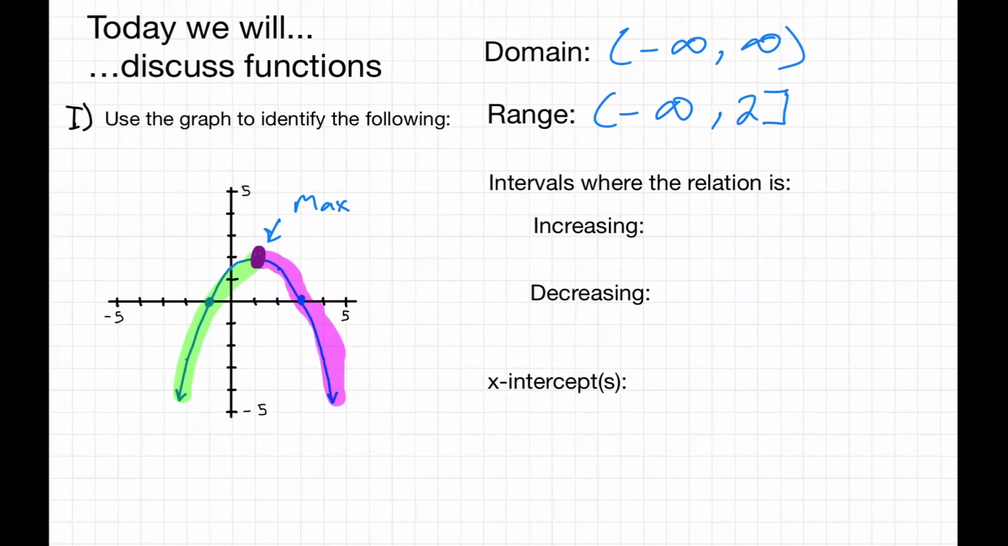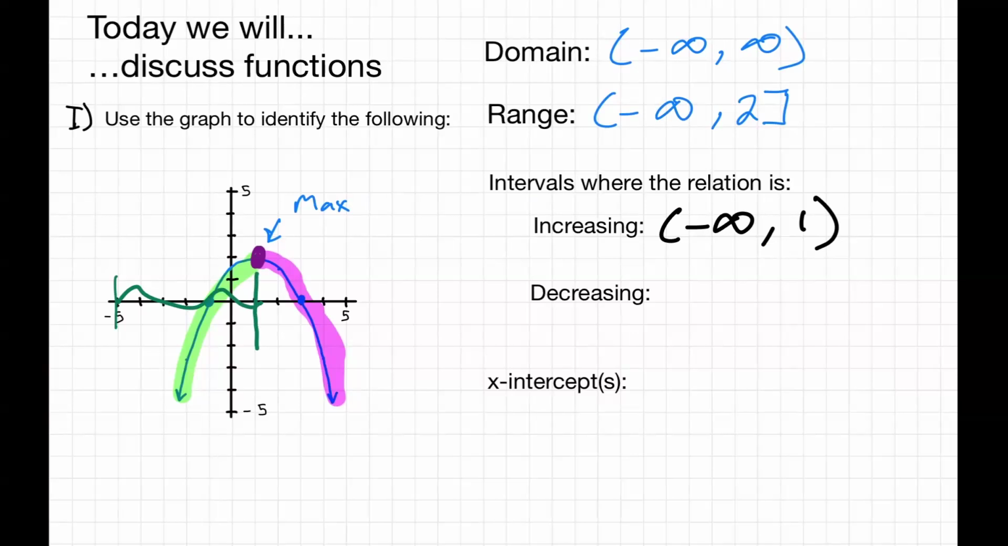So as I start at negative infinity and work my way through the graph, I have to stop here because all of a sudden we have a different situation. But that interval I just highlighted, negative infinity up to positive 1, is where we'll say this graph is increasing during that time.